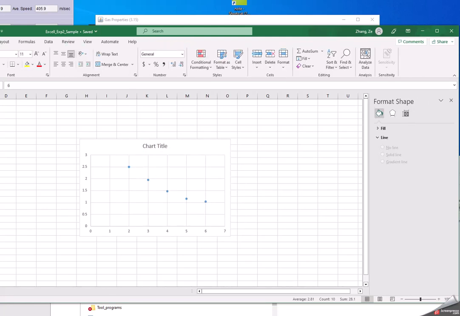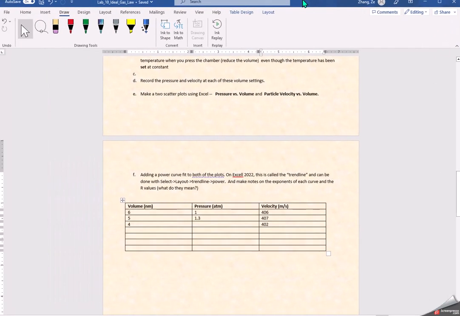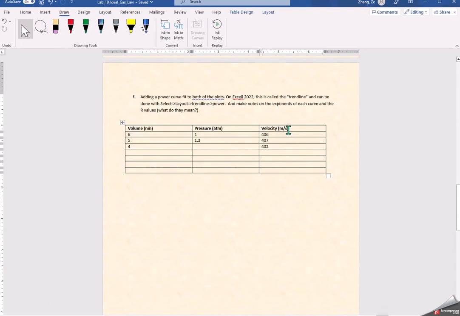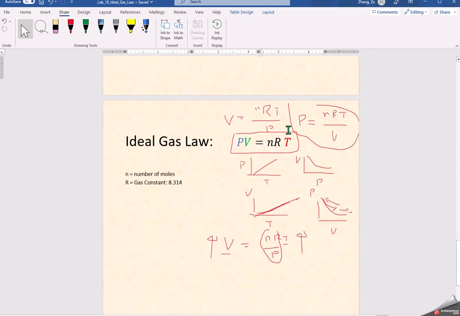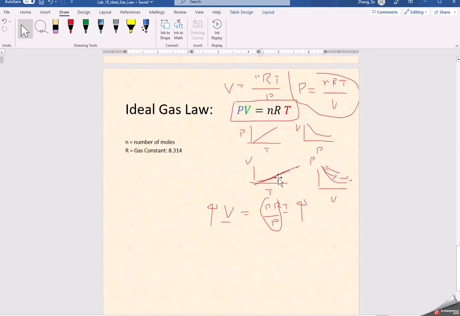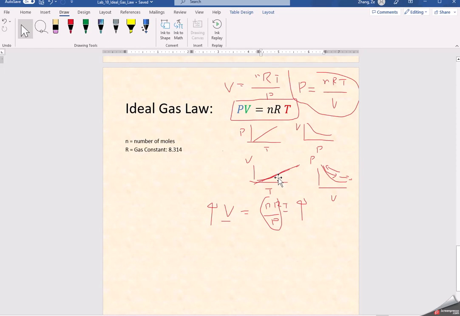So that's what you do with this lab. Once again, to summarize, what we're trying to do is explore the relation between pressure, volume, and temperature of an ideal gas. So much for this.